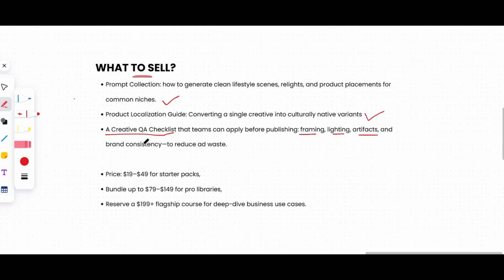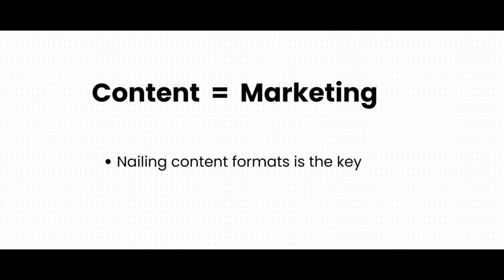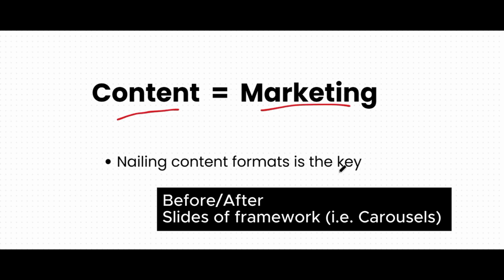Price smart: start at $19 to $49 for starter packs, bundle up to $79 to $149 for pro libraries, and reserve a $199 plus flagship course for deep dive business use cases. Distribution is flexible: sell prompt packs on dedicated prompt marketplaces to tap built-in traffic, then migrate bestsellers to a branded store for higher margins. Remember, the content itself is the marketing. Short reels walking through before/after, and quick slides of the framework will drive qualified buyers. Bottom line: teach in public, package the know-how, and let the storefront work while building an owned audience.